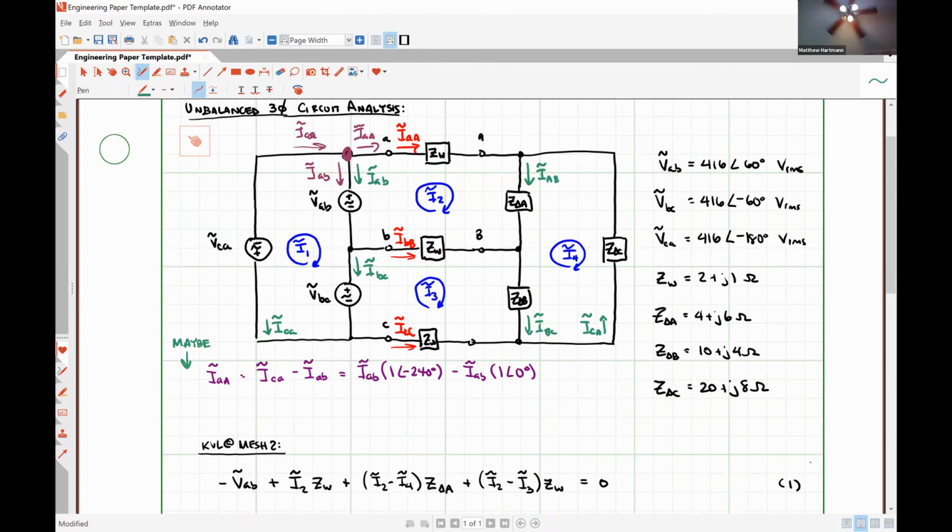Alrighty, so hopefully that wasn't too confusing. Things kind of ran off the rails at the end there. But for the most part, we can analyze any unbalanced three-phase circuit just by employing our basic circuit analysis techniques like nodal analysis, mesh analysis, Ohm's law, KCL, and KVL.